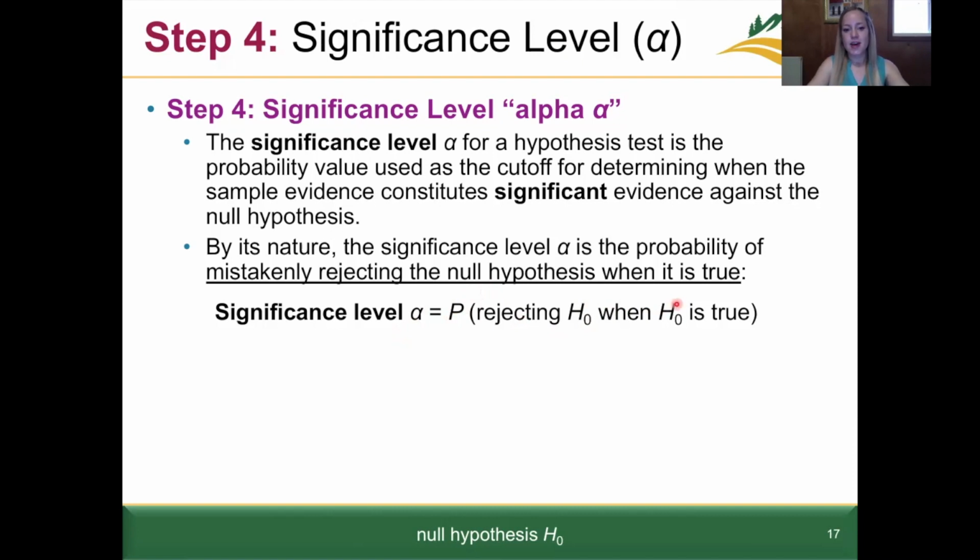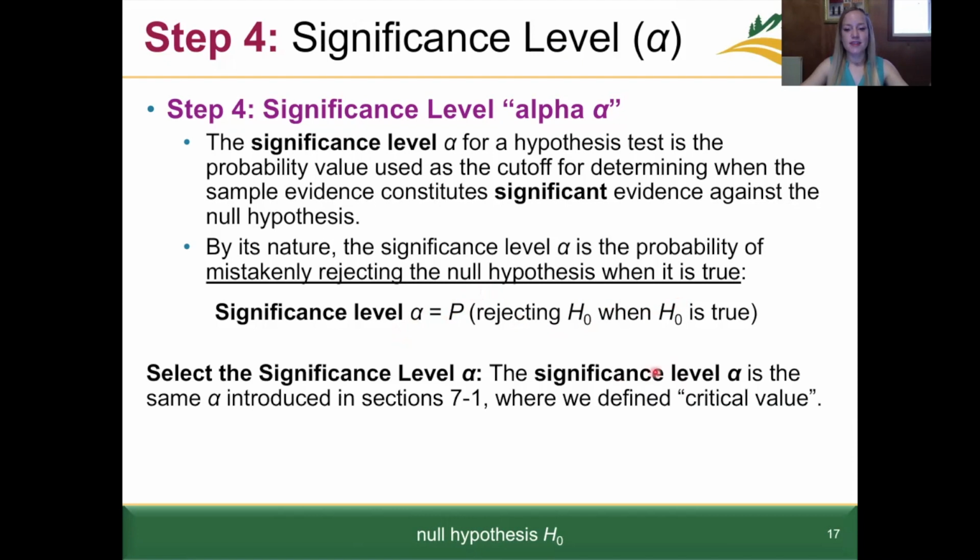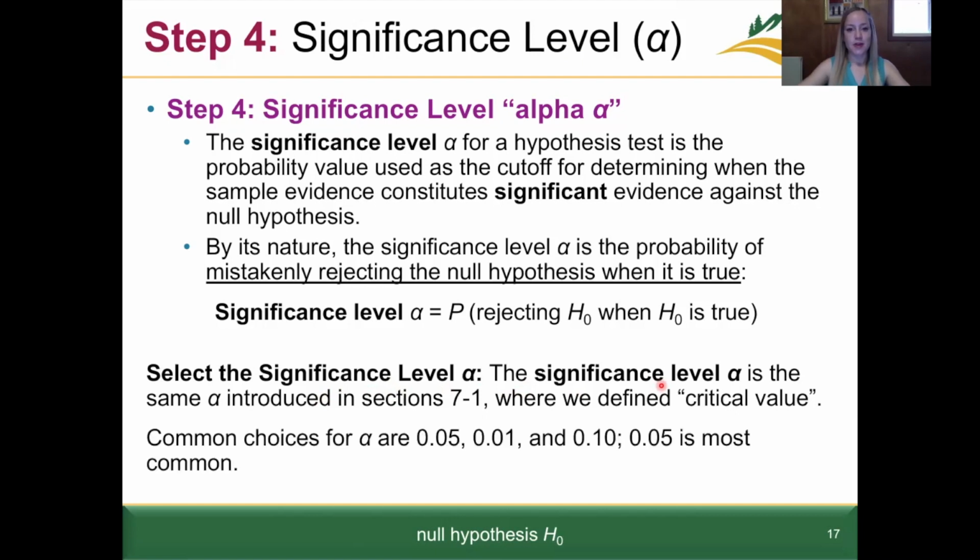So when deciding how we select our alpha value, our significance value, keep in mind that the significance level alpha is the same alpha we saw in 7.1. And remember, we used alpha to find our critical values of z subscript alpha over 2 and t subscript alpha over 2. So common choices for alpha are 0.05, 0.01, and 0.10.